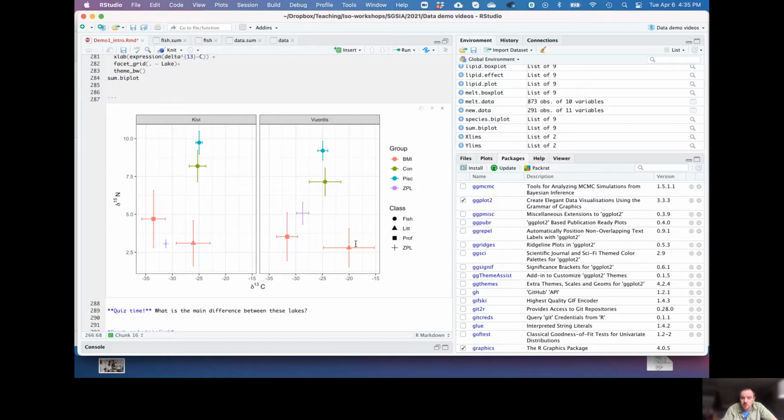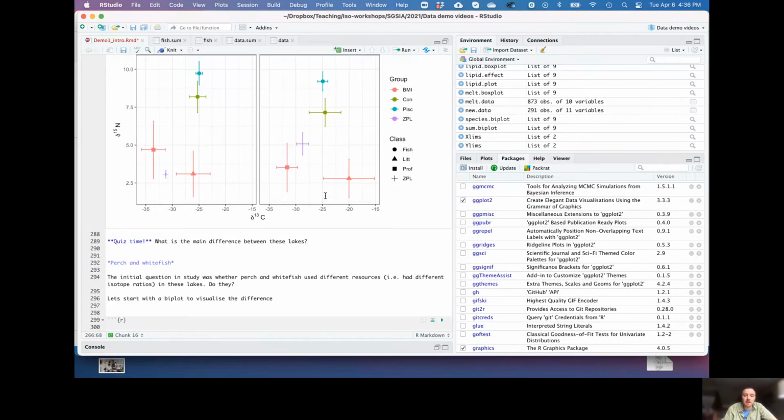Here we've got littoral as the triangle, squares are the profundal, the deep water, and again, we've got our purple zooplankton. So more of a pelagic influence, say, in Lake Vuontis. So again, a quick and easy way to get a coarse initial understanding of what's going on in these lakes.